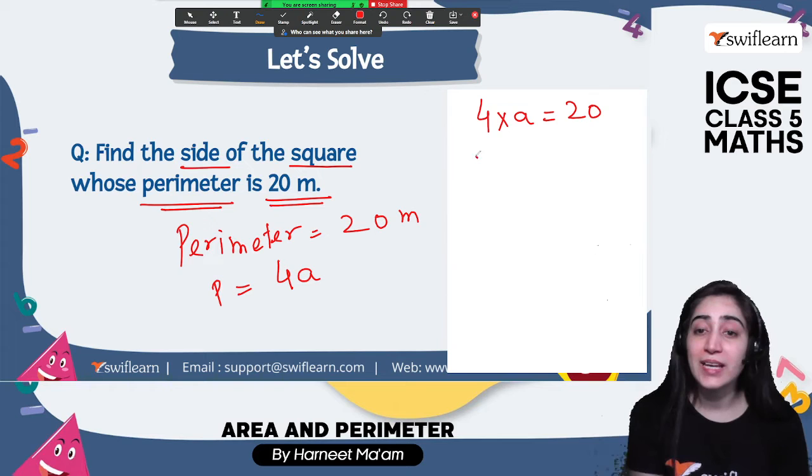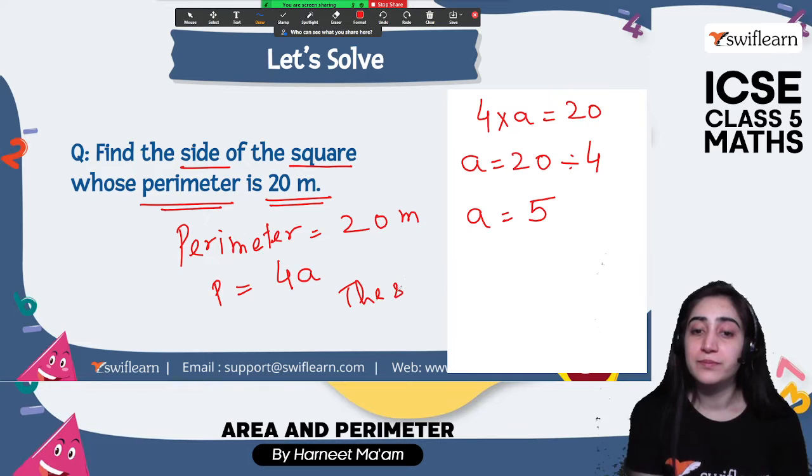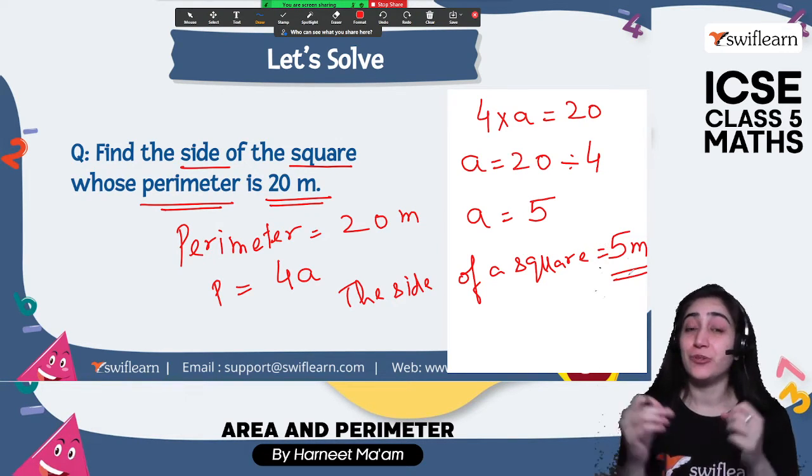So in that case, I can say A is equal to 20 divided by 4. That gives me A is equal to 5, which is the side of the square that we are talking about: 5 meters. All right, so you can do it like this also.